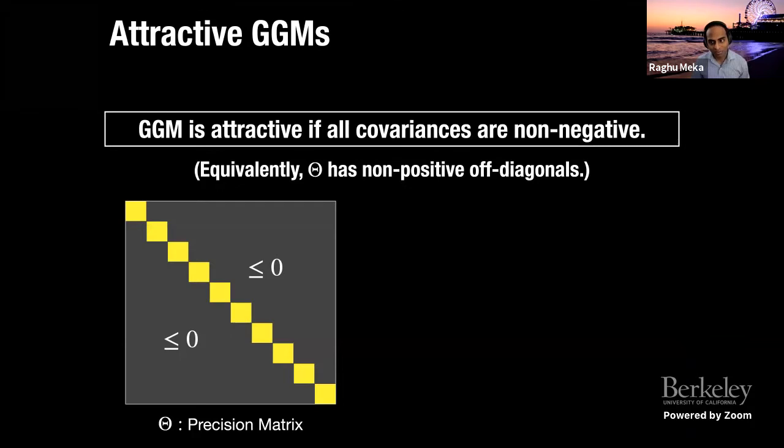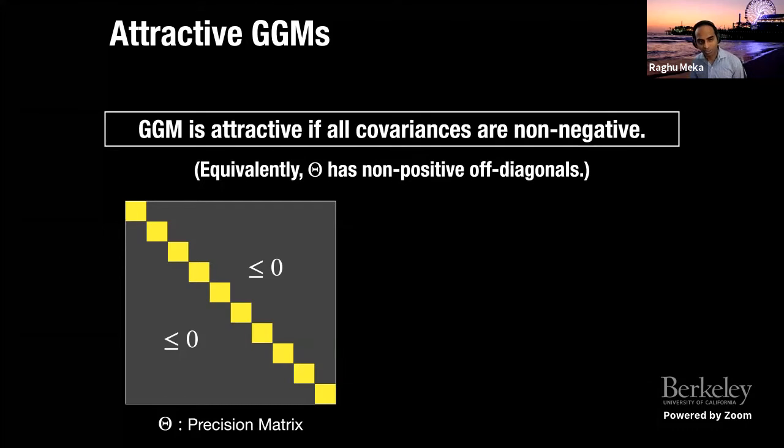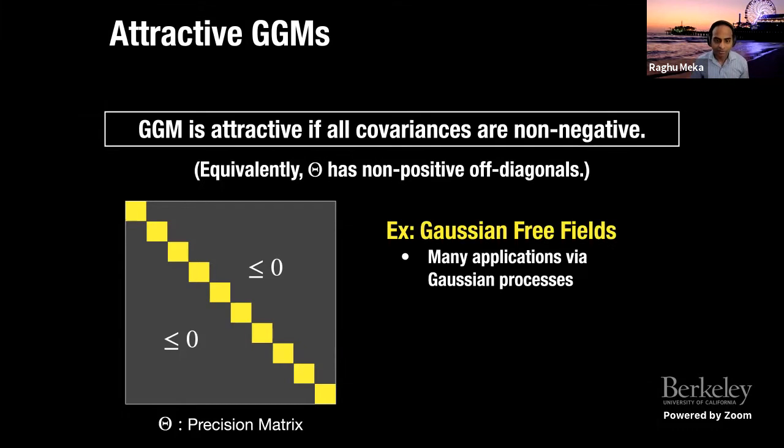So the first class of models we'll study are attractive GGMs. And a GGM we'll say is attractive if all covariances are non-negative. That is, any two variables are positively correlated or they're independent. Equivalently, if you look at the precision matrix, then the off diagonals in the precision matrix are all negative. That's when a model is attractive.